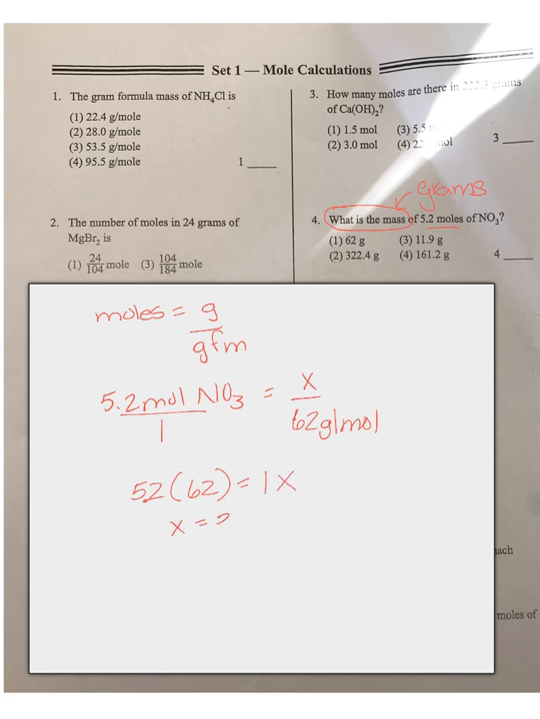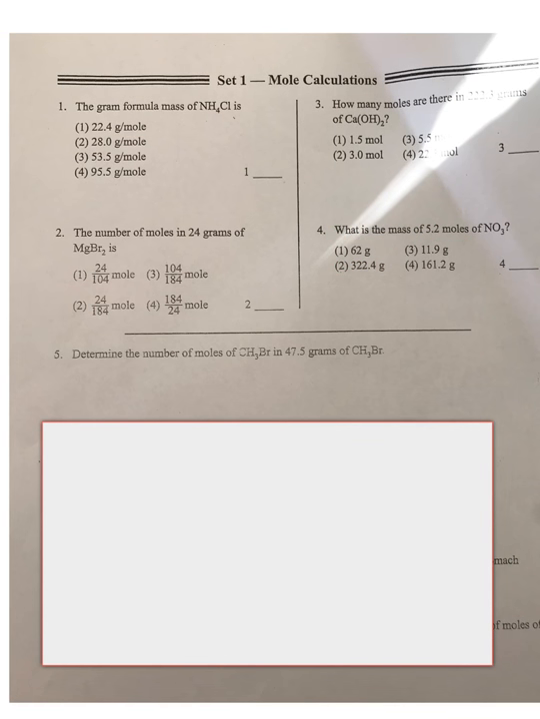X is going to equal 322.4 grams of NO3. Go back up to my question, grab myself a highlighter, let's do it in green this time, and my answer choice is 2. Alright, let's do this one.